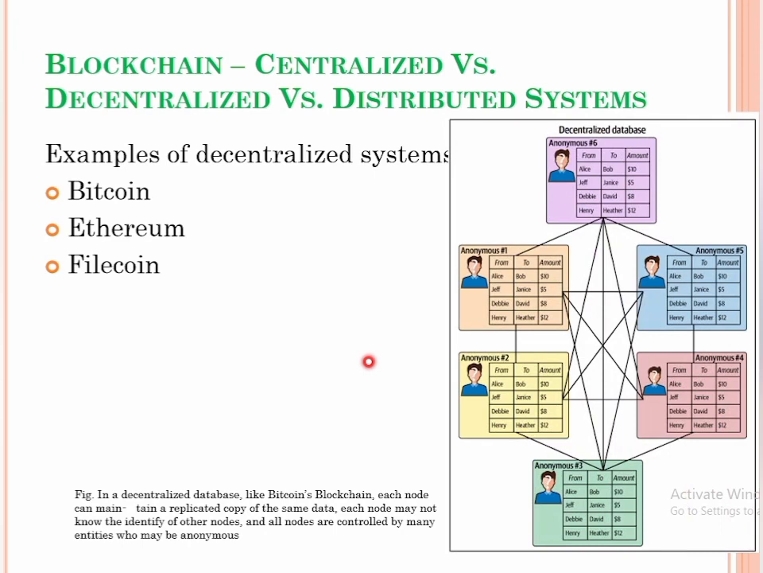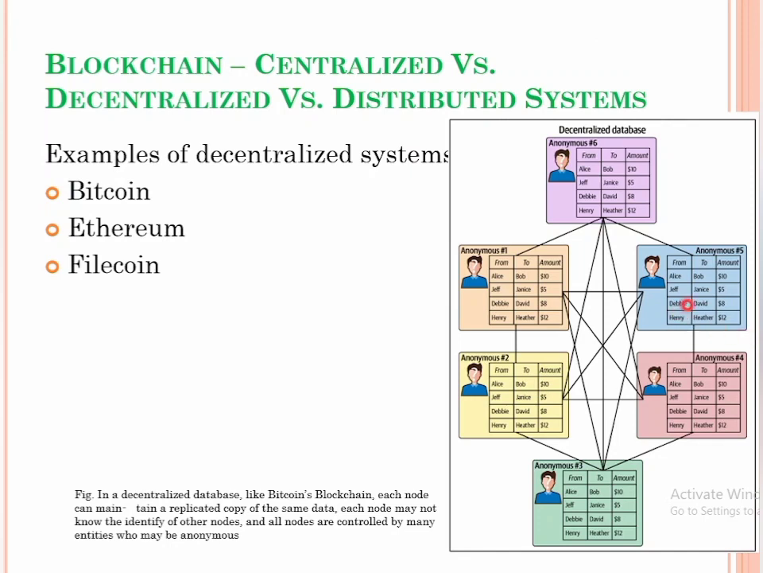In the decentralized system, in a particular blockchain network, there are multiple nodes, and every node is connected to every other node. That is, it forms a peer-to-peer network. You can consider the fifth user. The fifth user is connected to the sixth user, first user, second, third, and fourth. So he's connected to all the users in the network. Whatever updates or transactions are done, immediately all the transactions will be updated to the databases in the system.